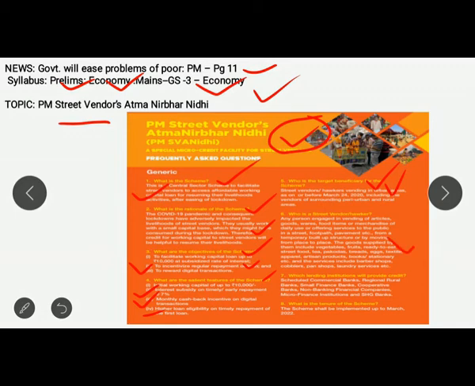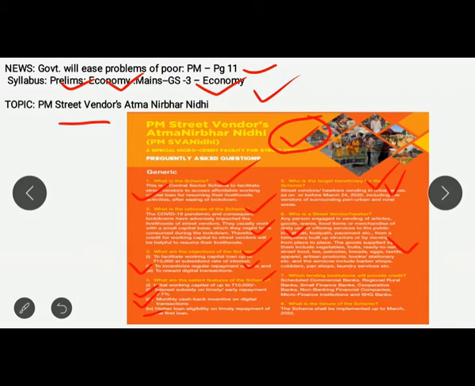Now, who is a street vendor or hawker? Any person engaged in vending of articles, goods, wares, food items, or merchandise of daily use, or offering services to the public in a street, footpath, pavement, etc., from a temporarily built up structure or by moving from place to place. So, he is a street vendor. So, street vendor is defined here. It will be important from a prelims perspective.